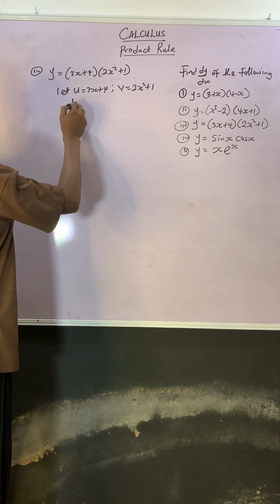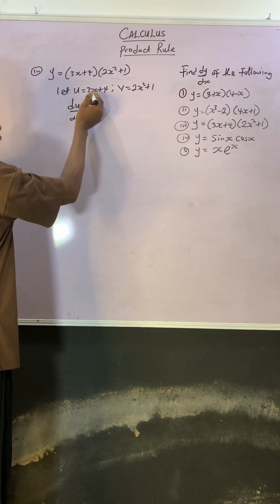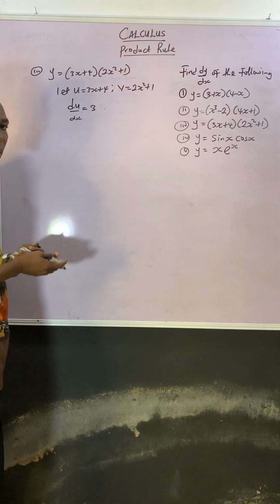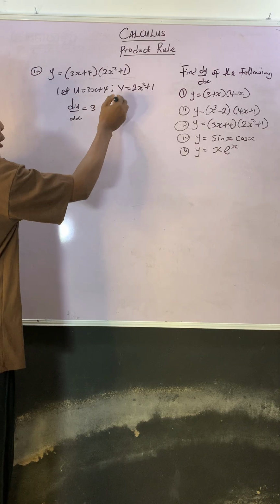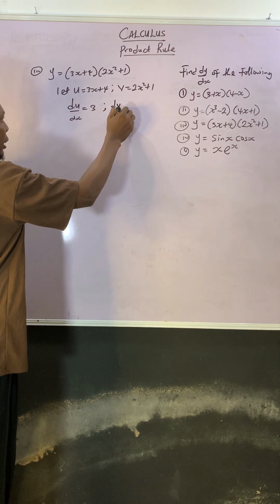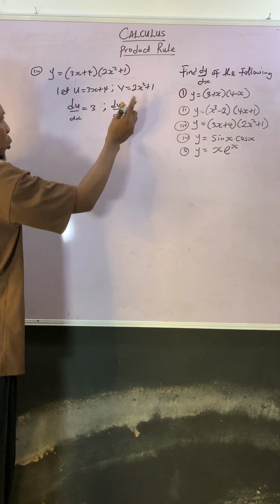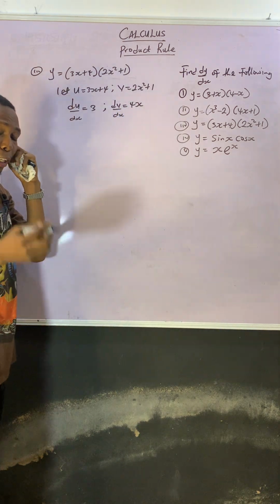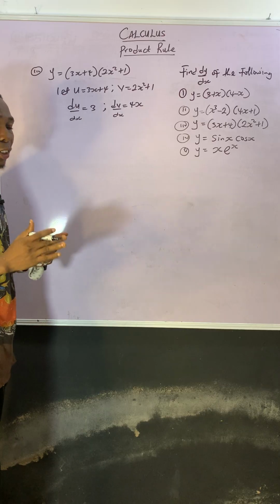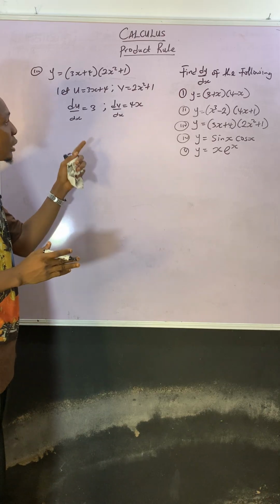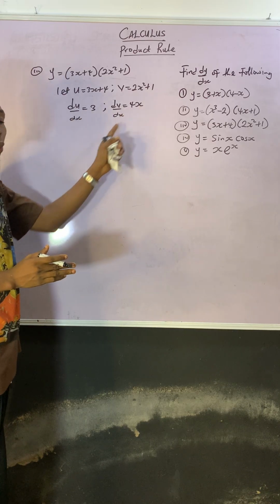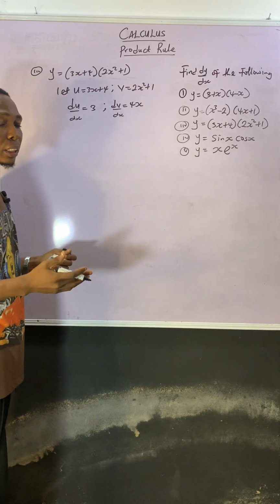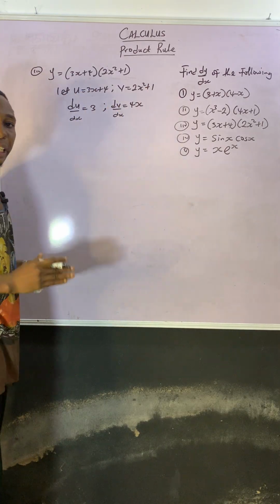So du/dx: if we differentiate 3x, it is 3. If we differentiate 4, it is 0. Then the next part, dv/dx: if you differentiate 2x squared, it is 4x. If you don't know how to differentiate it, you can go back to my previous video under general rules of differentiation. If you understand the general rules of differentiation, this shouldn't be a problem. Then if you differentiate 1, it is 0.